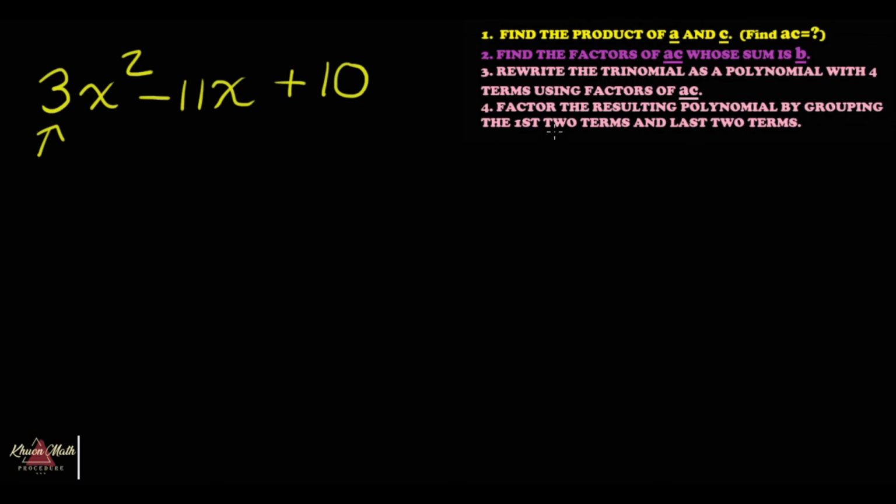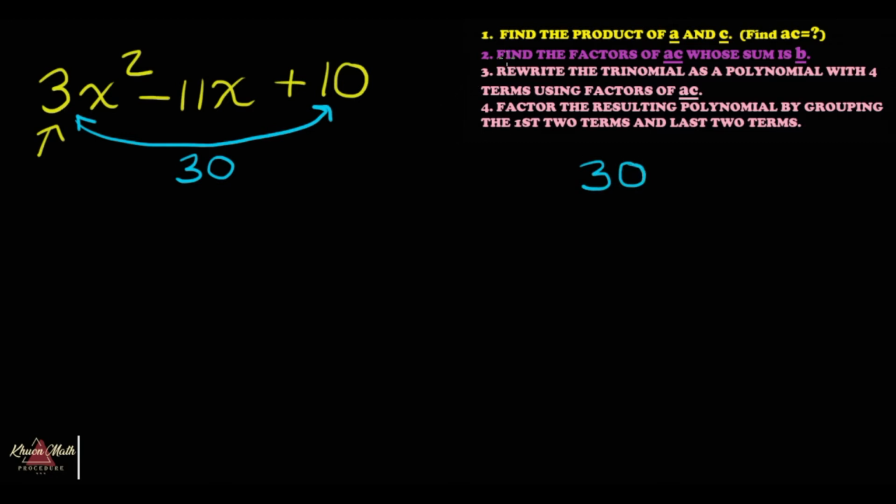First thing we have to do is find the product of a and c. So basically find a times c. What is ac? a is 3, b is negative 11, c is 10. So when you take 3 times 10, you get 30. So your ac is 30. That's the number we're going to work with, 30. So that's step 1.